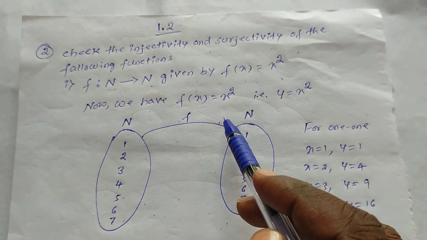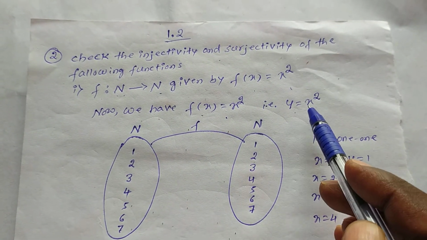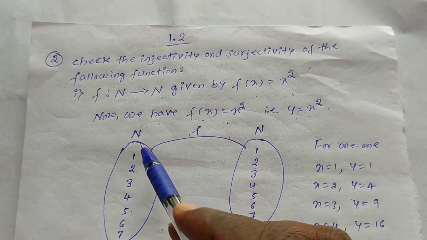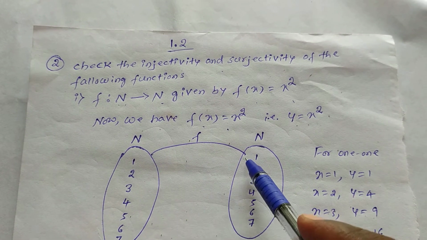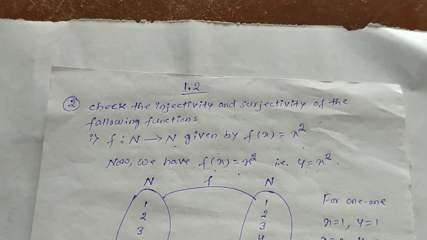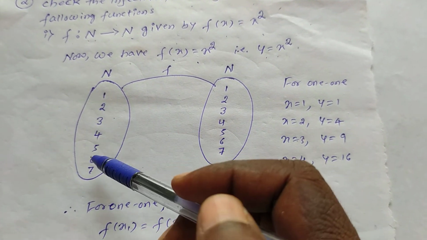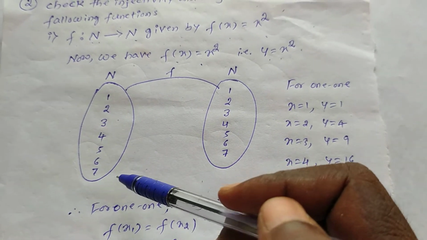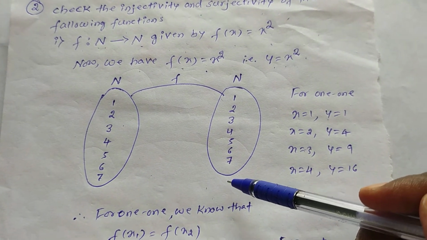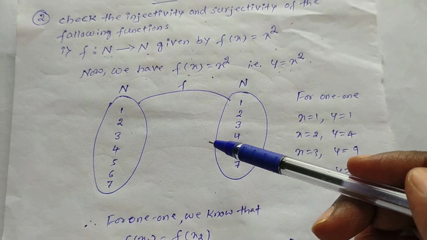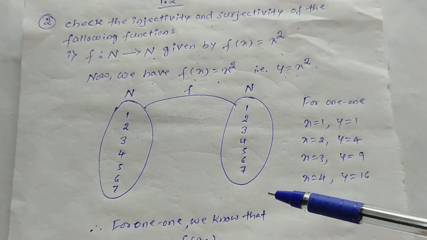They gave the function f of x is equal to x square, that is, y is equal to x square. Here the domain is natural numbers. We have to connect with the function f. The natural numbers contain 1, 2, 3, 4, 5, 6, 7, etc. They go on, because there are infinitely many natural numbers.